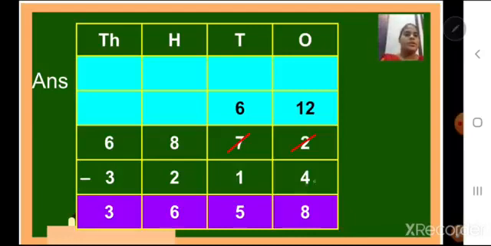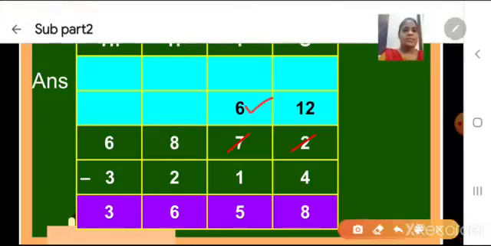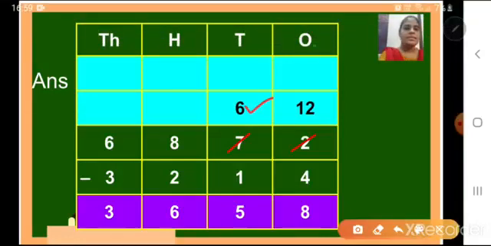2 minus 4. Is it possible? No. So number 2 will borrow from 7 tenths. 7 tenths will give only 1 tenth. 7 minus 1 is 6. Okay. So write here number 6. 1 tenth is equal to 10 ones. So here I am getting 10 ones. 10 ones plus this 2 is 12. So cut 2 and write here 12. Okay. 12 minus 4 is 8.